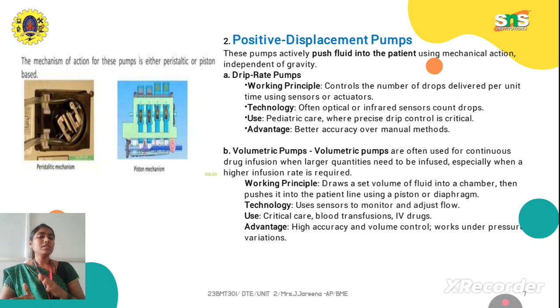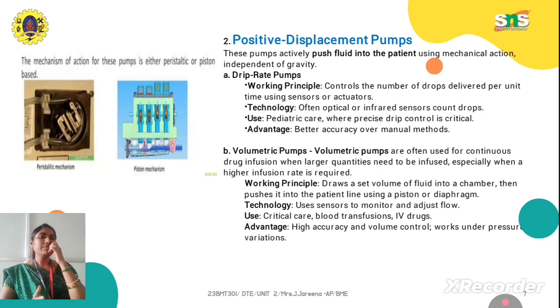Whereas in the previous case we were discussing pumps based on gravity and the infusion happening in the patient, here we are making a positive displacement through which the fluids get into the patient's body. So what are the different positive displacement pumps? We have drip rate pumps, volumetric pumps, syringe pumps, ambulatory pumps, and so on. Because here we are not looking for gravity; we are working independent of gravity, pushing the fluid by making a positive displacement with the help of different types of motors.